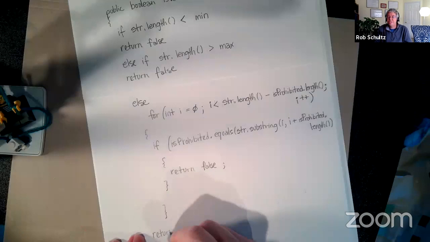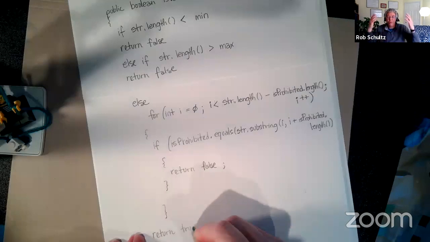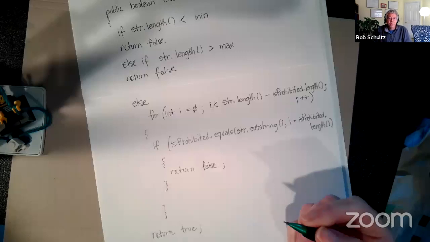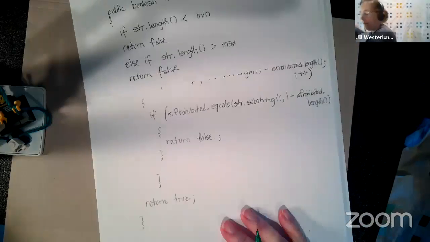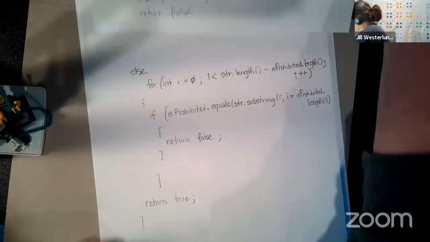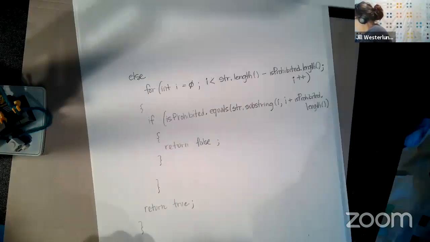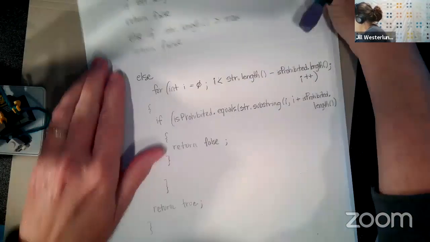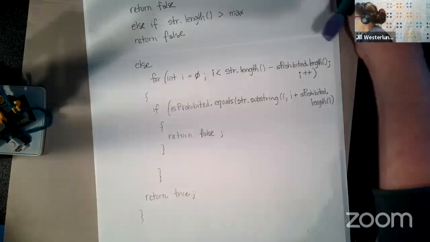It's not too short. It's not too long. We haven't found our substring. We've gone through all of the tests we need to go through, and we return true. Life is good. And there we go. There is our solution. So I'll leave that sitting here for a second for everybody to look at, and then we're going to talk about what we do next.